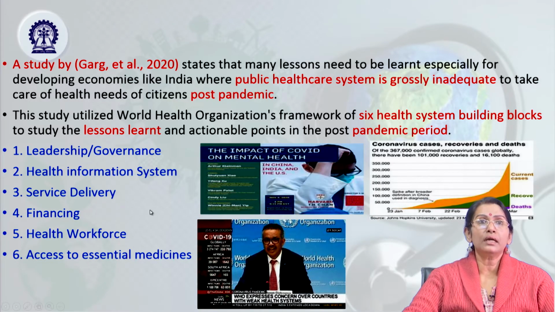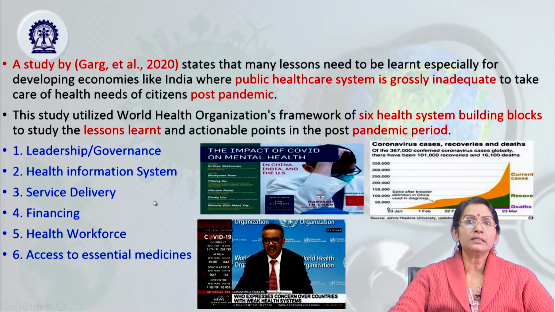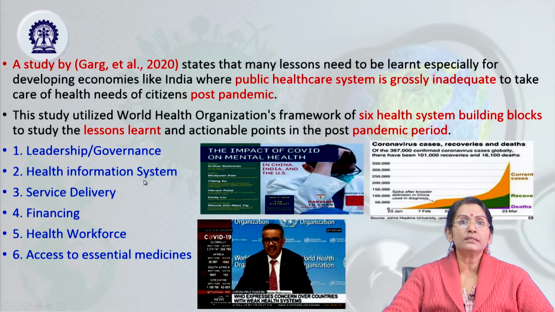A research study by Garg et al., 2020, said that the public healthcare system is grossly inadequate to take care of the health needs of citizens in the post-pandemic period. During the pandemic, all of us experienced how chaotic the situation was, with the lockdown, with the police and medical staff overburdened with workloads, and with limited resources until the vaccine came, with the outbreak of so many COVID cases, the installation of COVID hospitals, and the training of doctors and nurses in COVID patient treatment. All of it created complete chaos, not only in India but across the globe.